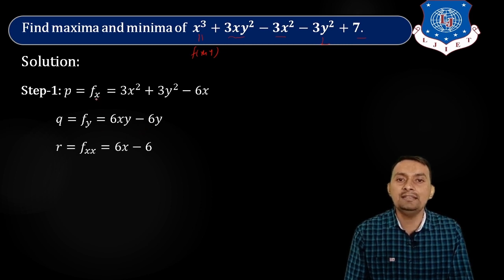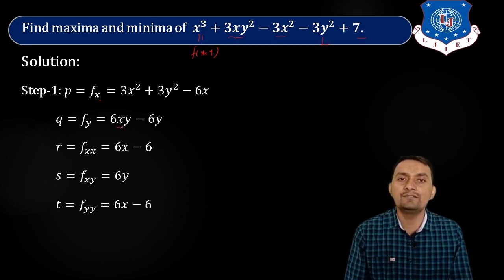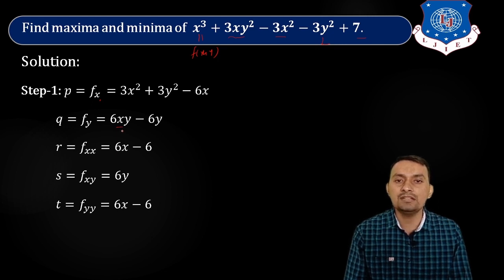Now, r means we need to consider the partial derivative of this function with respect to x. So f sub x x is 6x minus 6. As for s, that is f_xy, we already have f_x. Now we need to consider the partial derivative of this function with respect to y. So we will get 6y. And f_yy is called t. What are we going to get? Already f_y is there, we need to consider again the partial derivative of this function with respect to y. So we are going to get 6x minus 6.